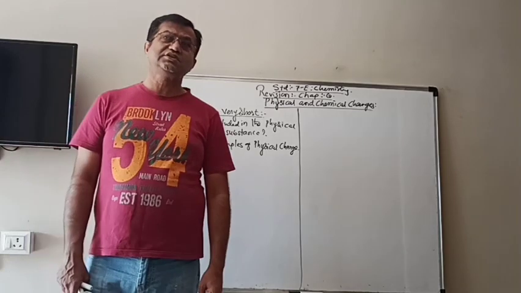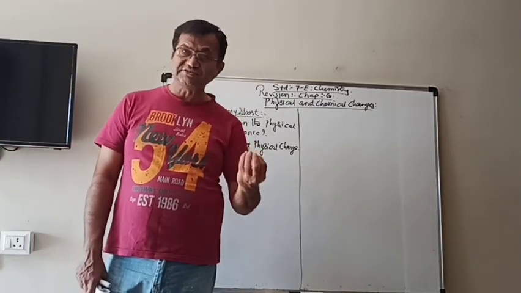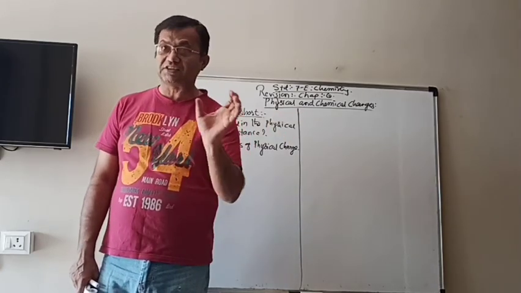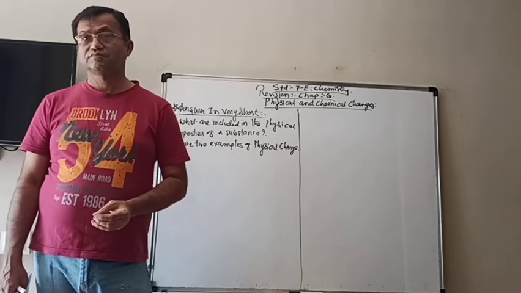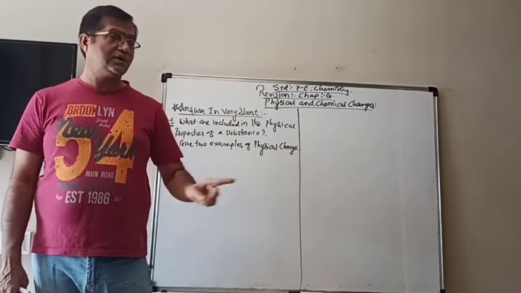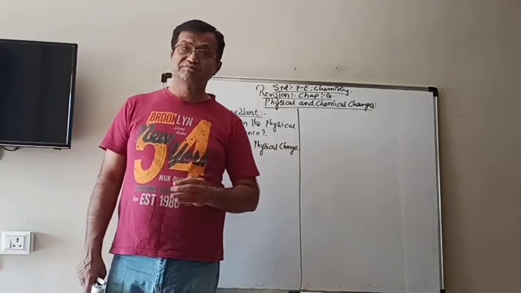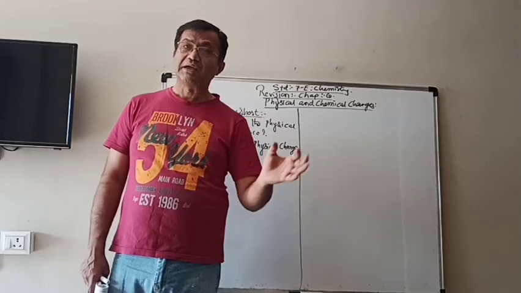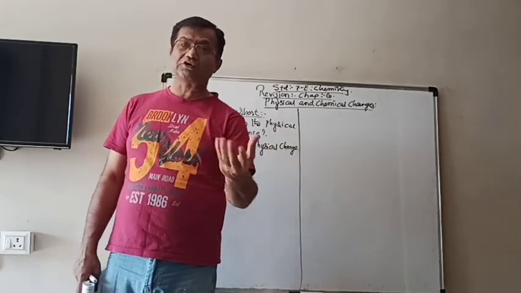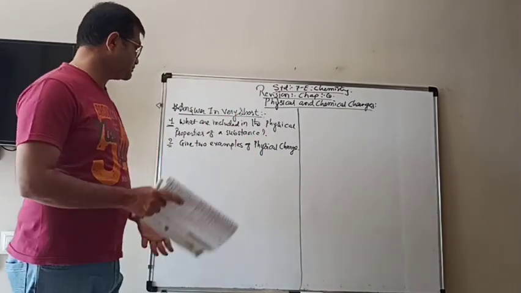Because sometimes the students write down ice, but what about ice? Ice is not a change. Melting of ice into water, that is the full change. So when you write the examples, write in a proper way. Piece of paper, but what about piece of paper? Cutting a piece of paper, or folding and making a toy aeroplane or toy ship from it, etc. So write in a proper way.